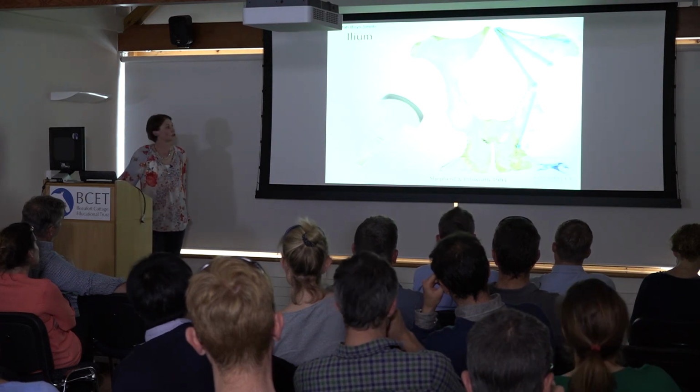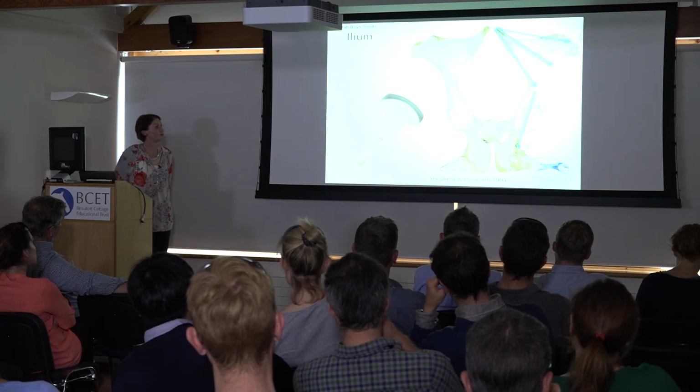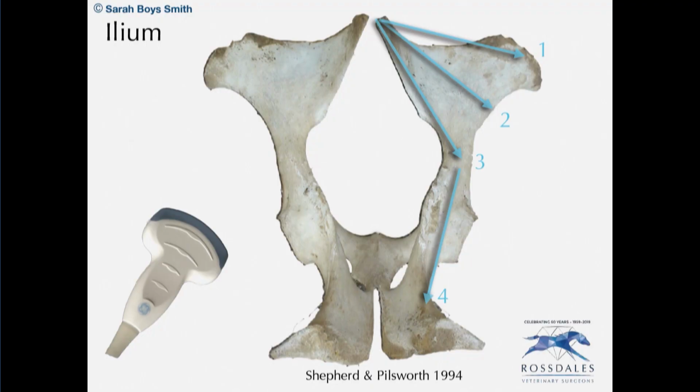So going on to the ilium, which from a racehorse point of view is one of the more interesting areas to scan. I think it's really important when you are scanning to try and have a mental image of the skeleton underneath the horse that you're scanning, so that you can picture exactly where you're scanning, because it is a bit of anatomy that is quite difficult to get your head around, particularly when you're first starting off.